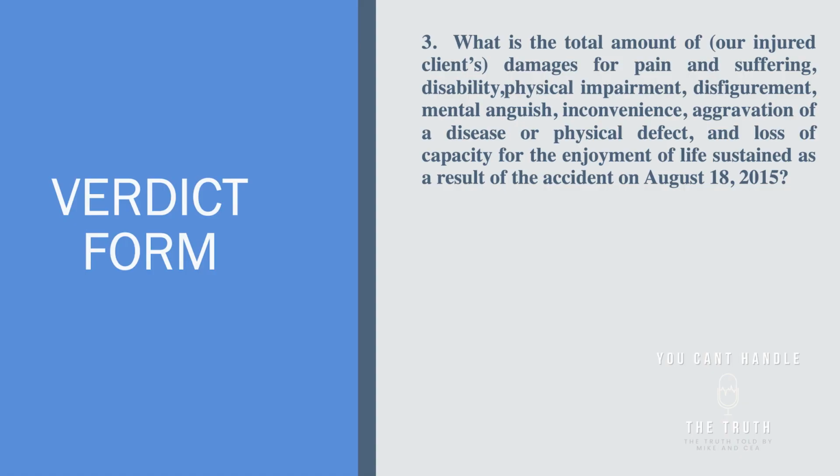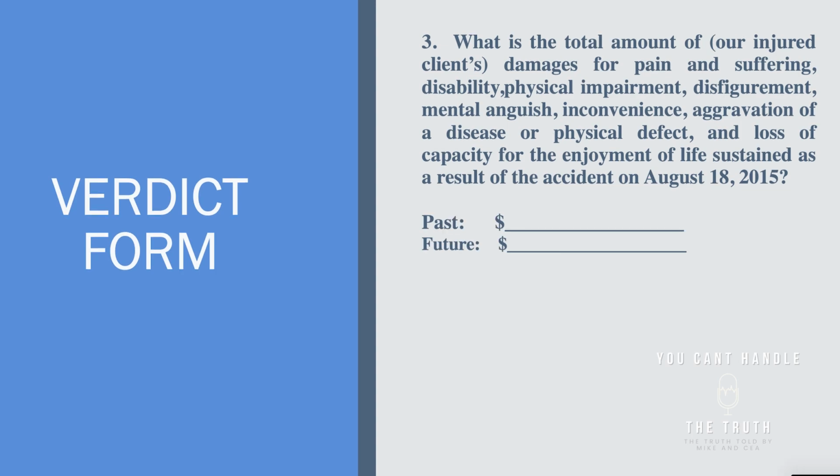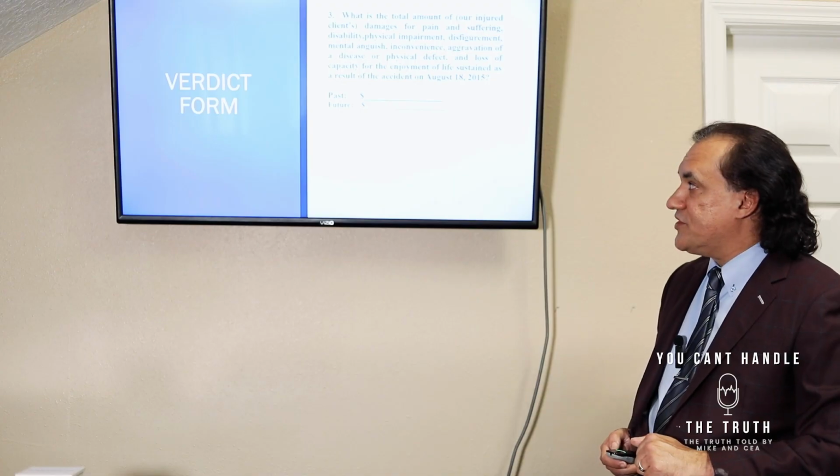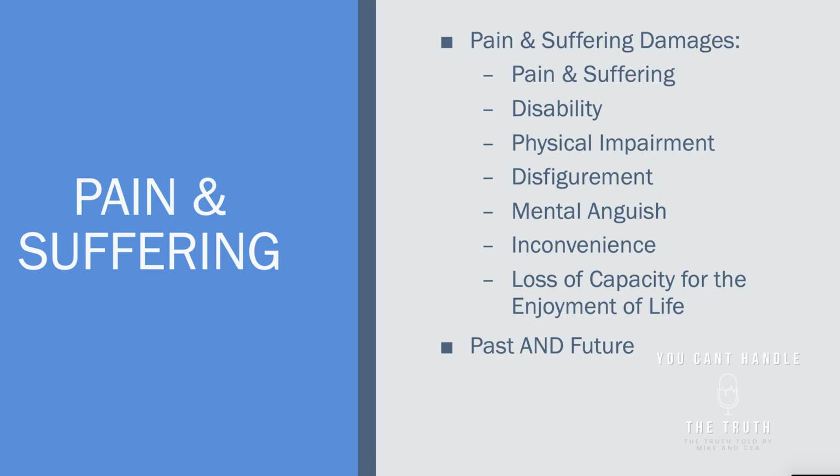So the last question on the verdict form is, what is the total amount of our injured client's damages for this pain and suffering, all these other elements, as a result of the accident on August 18, 2015? You got to answer it for the past, and you got to answer it for the future. And remember, she has to sustain a permanent injury before you get to this question. So think of all those things. If you're ever called upon as a juror, think about where you're at, and these are the elements you have to decide. But again, there's no exact standard.